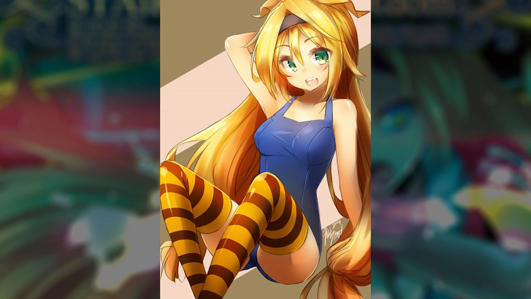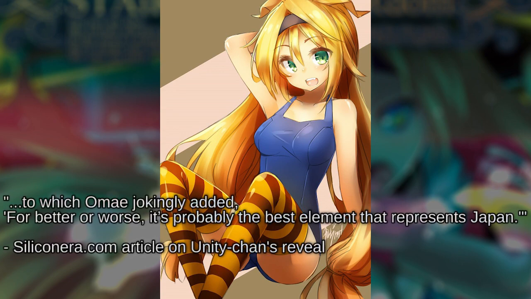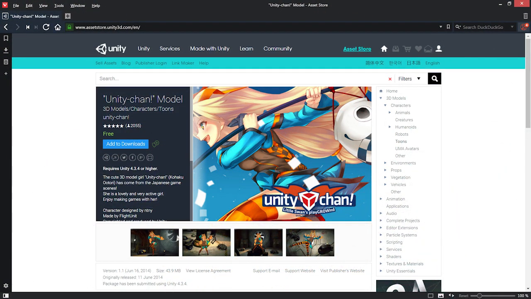Even one of the other members of Unity Japan suggested as much, while also saying that her girls' school swimsuit was, for better or worse, the element of her design that best represented Japan. Oh, Japan, what are we going to do with you? Unity-chan isn't just a mascot for the sake of it, though. She was designed to help people make games, too. Her very high-quality model is available for free for anyone to use in their Unity projects as a test model.